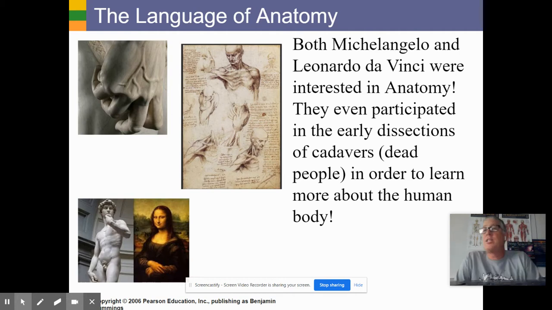Leonardo da Vinci actually went farther, and you can see his Mona Lisa picture there at the bottom. And then up on the top, you can see one of his drawings, sketches, and some of his notes about that human body.